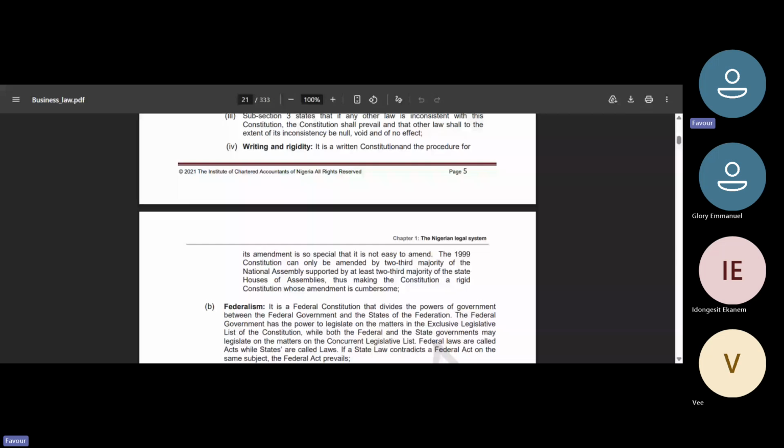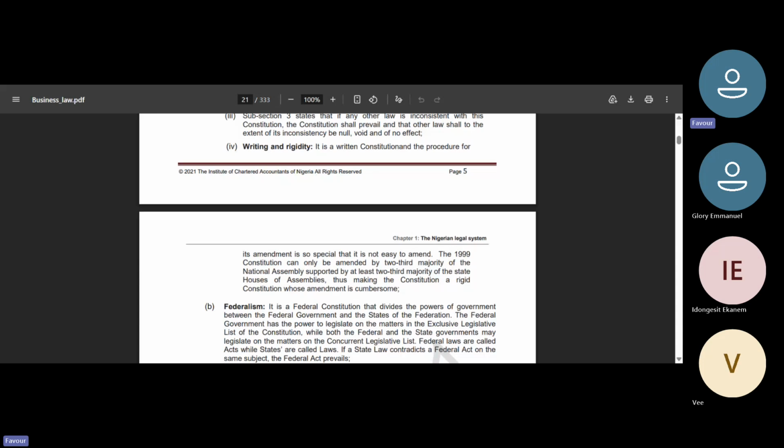So, writing and rigidity. The Constitution is a written constitution. Like, it's a book. I don't know how many of us have been privileged to see the Constitution, that's the book itself. And the procedure for its amendment is special, in that it is not easy to amend. I think the last amendment was done in 1999. It can only be amended by a two-thirds majority of the National Assembly, supported by at least a two-thirds majority of the State Houses of Assembly. You know, when it comes to normal laws, there might be two-thirds of those present at the meeting in the National Assembly who can pass this into law. But when it comes to the Constitution, it has to be two-thirds of the entire National Assembly.